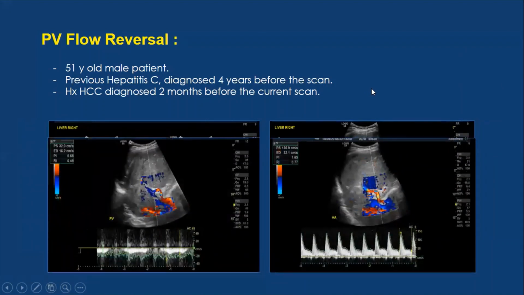And the nice thing my sonographer did is comparing the portal vein flow with the hepatic artery flow. They should normally be in the same direction because both are going to the liver. In this case, the portal vein flow is reversed, and the hepatic artery has normal direction. So this was confirmative for sure.